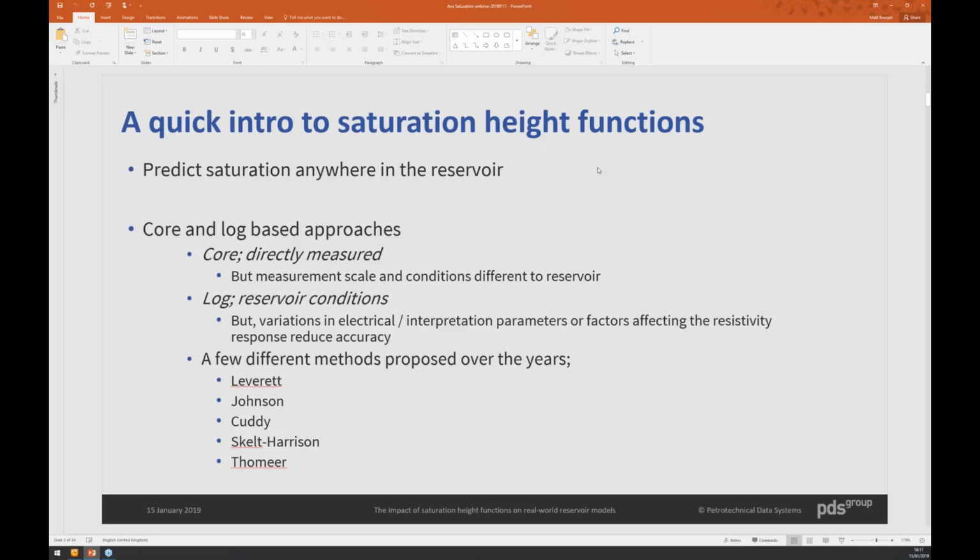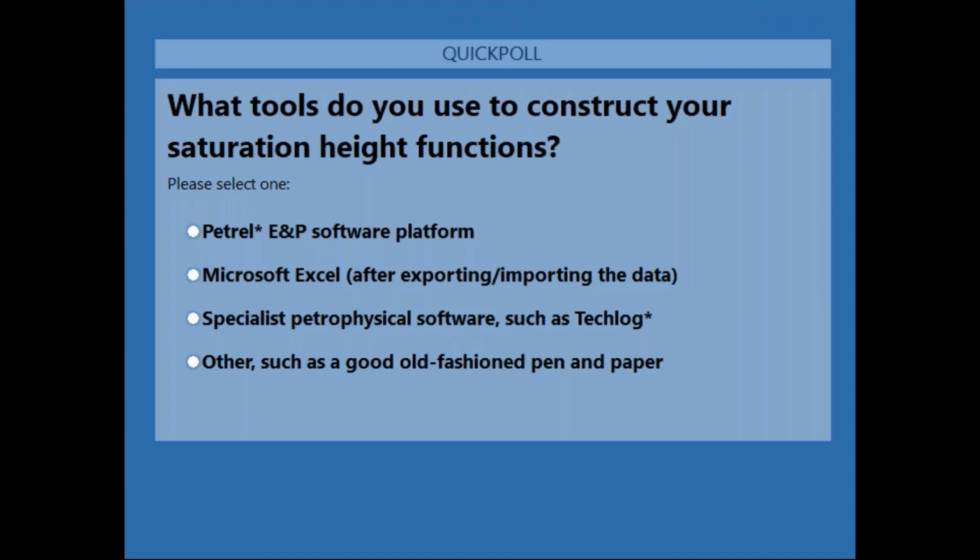So as Laura mentioned at the start, what we're going to do is have a couple of polls throughout the webinar. So we'll start with the first one, and the question is, what tools do you use at the moment to construct saturation height functions? You can now go ahead and select the option which is appropriate by clicking on your screen.